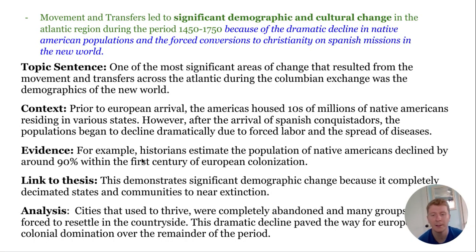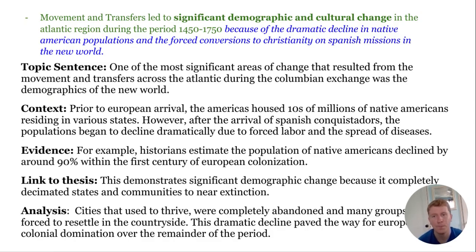Add a little bit further analysis. I'll say something like, in the case of change, talk about what it was like before, and then really center in with how dramatically different it is now after the change. So cities that used to thrive were completely abandoned, many groups forced to resettle on the countryside. This dramatic decline, here's my little historical thinking here, eventually is going to pave the way for European colonial domination over the remainder of the period. That's where you add your historical insight within your argument.